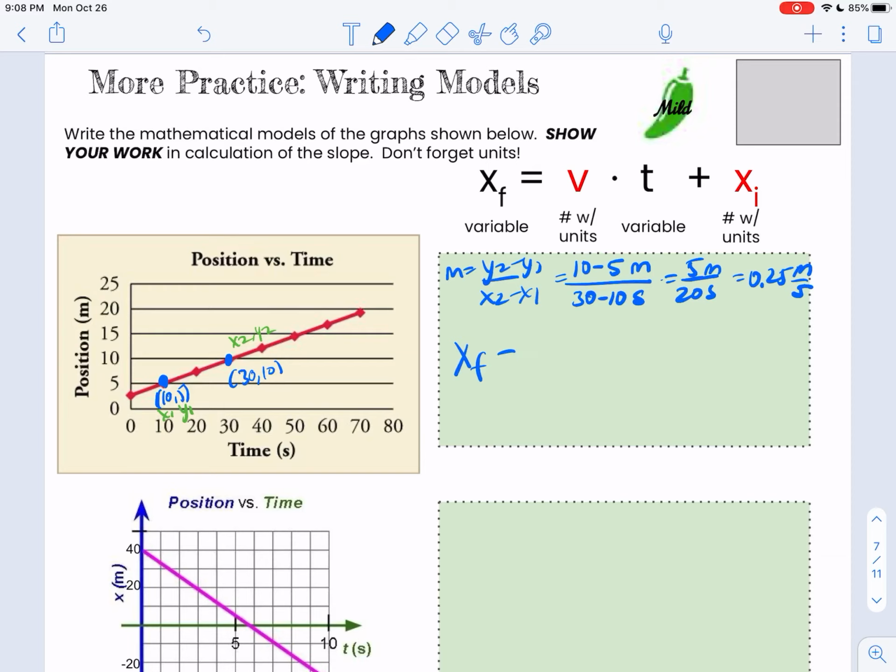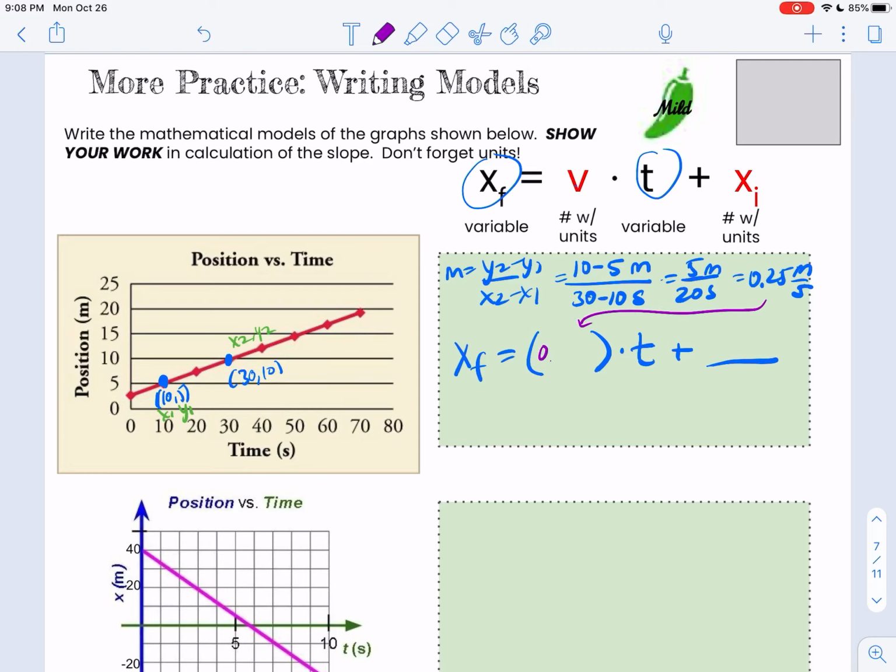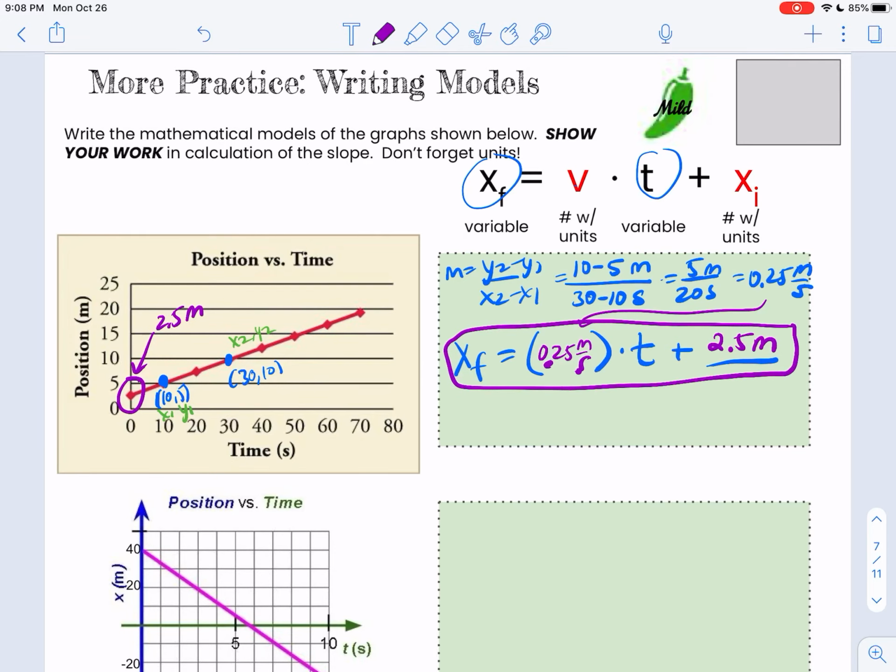And when you're writing the math model, remember the x final and the t are variables, so those are going to just be written as is because those are the things that are going to be able to change. And then v is the slope, so all I'm going to do is plug in my slope right here, 0.25 meters per second. And then I'm going to look and see where this starts. To me, it looks about halfway between 0 and 5, so I'm going to call that 2.5 meters. And you need to check the units on those.